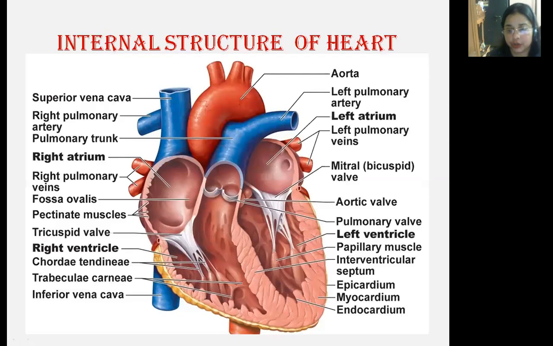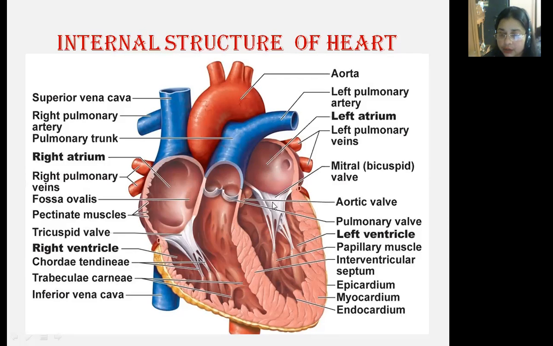Now the internal structure. If we have the transverse section of the heart, we can see the openings. This is the superior vena cava, which opens in the right atrium. And this is the inferior vena cava, also opening in the right atrium. Now, this is the junction of the right atrium and right ventricle. Here is the opening at the junction, which is guarded by a valve called the tricuspid valve. Now, on the left-hand side, this is the left atrium and left ventricle.